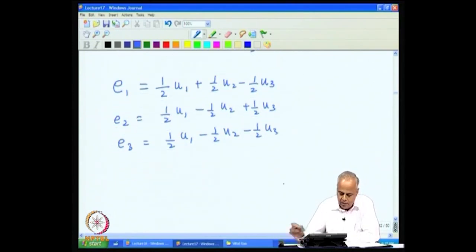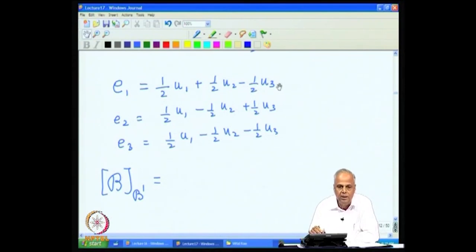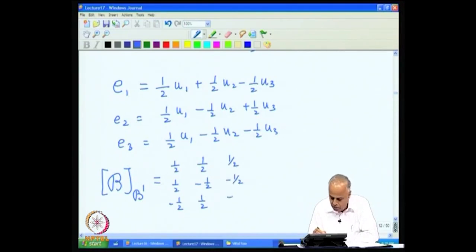Now, how do I construct the matrix B B prime? For that, I take the first basis vector in the B basis, represent it in terms of the B prime, and put those components as the first column. The components now are half, half and minus half. Similarly, we look at the second basis vector e 2, its representation in the B prime basis, and put the components as the second column. And finally, we look at the third basis vector and look at its components and put it as the third column. We have half, minus half and minus half.